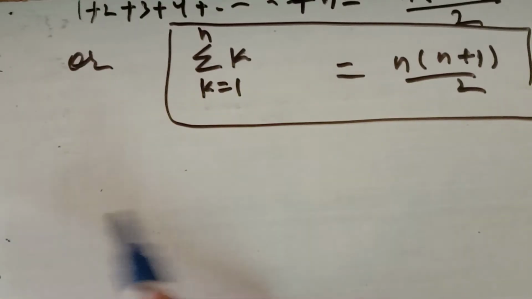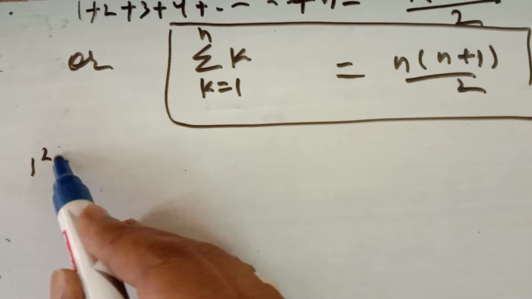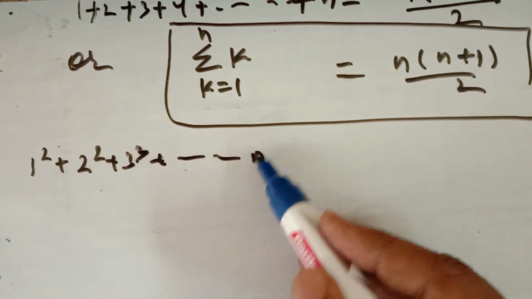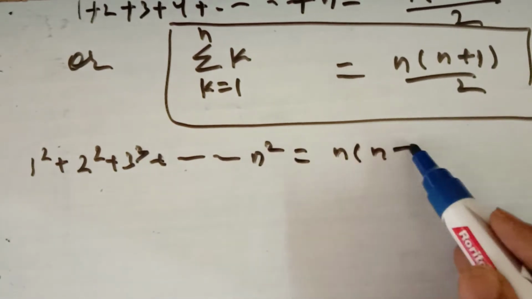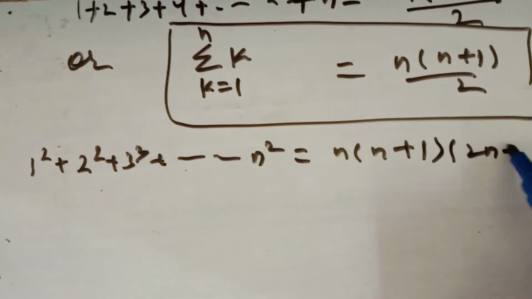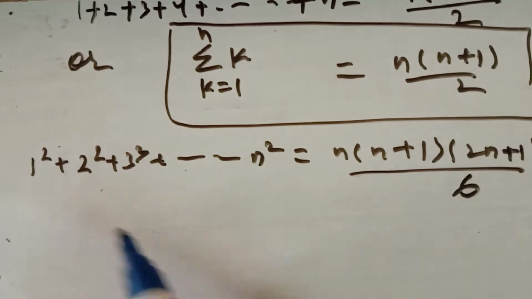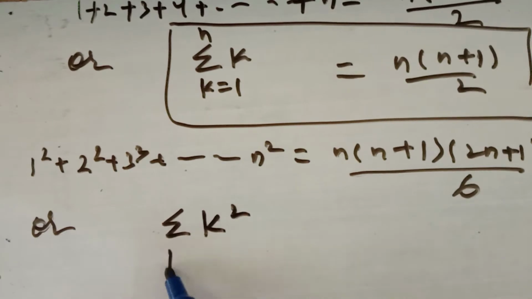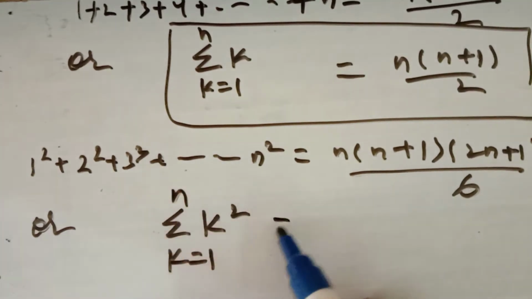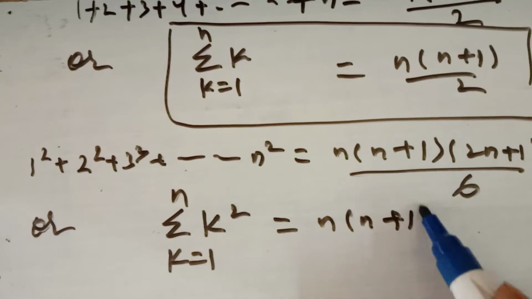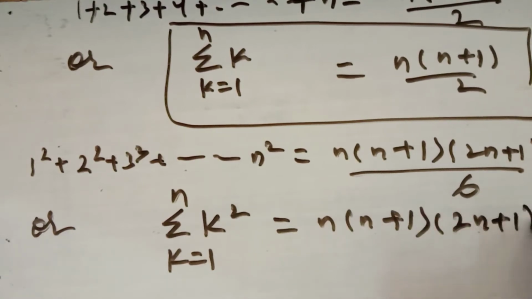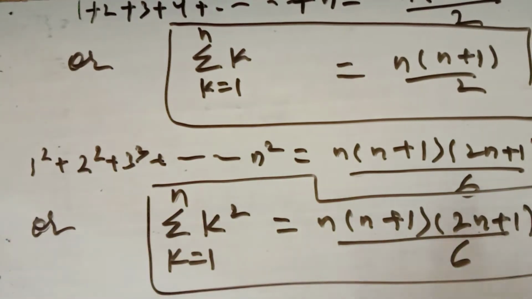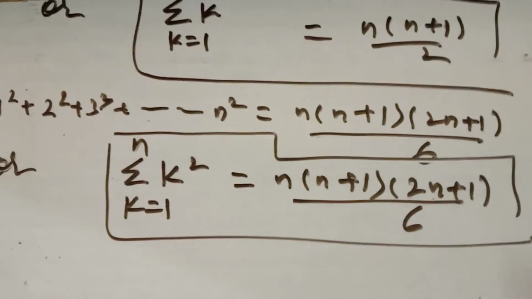After that, it is the sum of the squares of the first n natural numbers: 1 square plus 2 square plus 3 square up to n square. It is equal to n(n plus 1)(2n plus 1) upon 6. In short, we write it like this: summation of k square, k from 1 to n, which is equal to n(n plus 1)(2n plus 1) upon 6. This is known as the sum of the squares of the first n natural numbers.